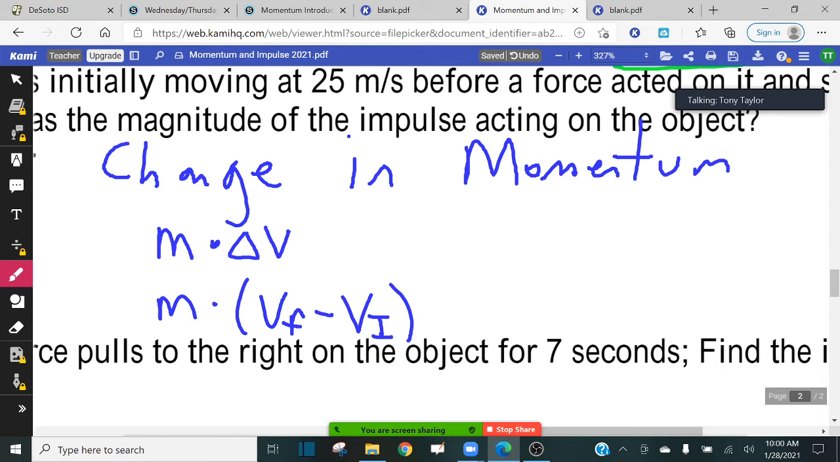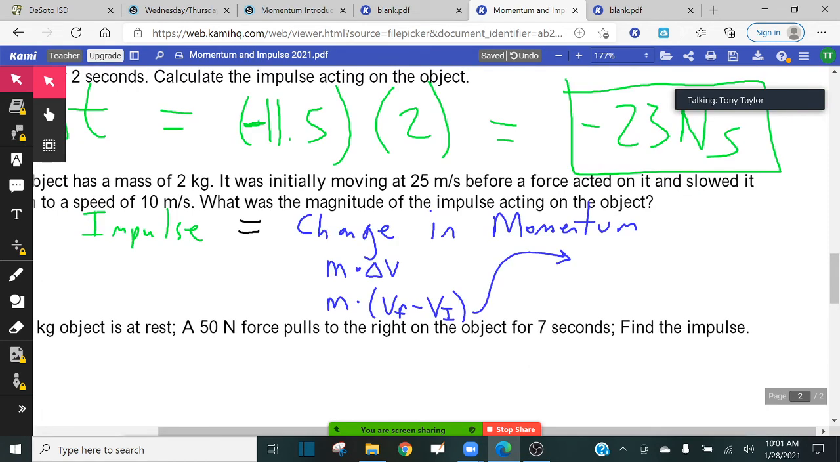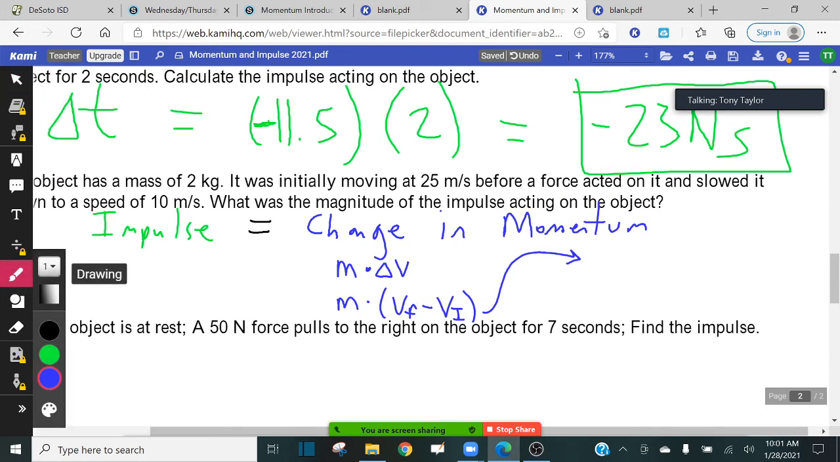So, all right, let me keep going here. If the mass is 2 kilograms, we're going to plug in 2 kilograms for our mass. We know what the object's final velocity is. It said it slowed down to a speed of 10 meters per second, so that was its final velocity. We know that it was initially moving at 25 meters per second. So we're left with 2 times negative 15.